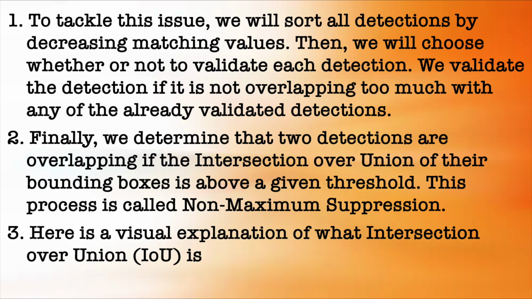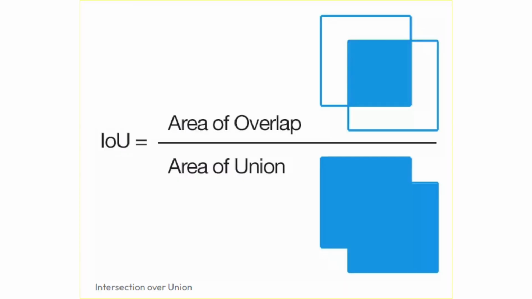Finally, we determine that two detections are overlapping if the intersection over union of their bounding boxes is above a given threshold. This process is called non-maximum suppression. Here is a visual explanation of intersection over union, IOU. IOU is given by the formula: area of overlap divided by area of union.